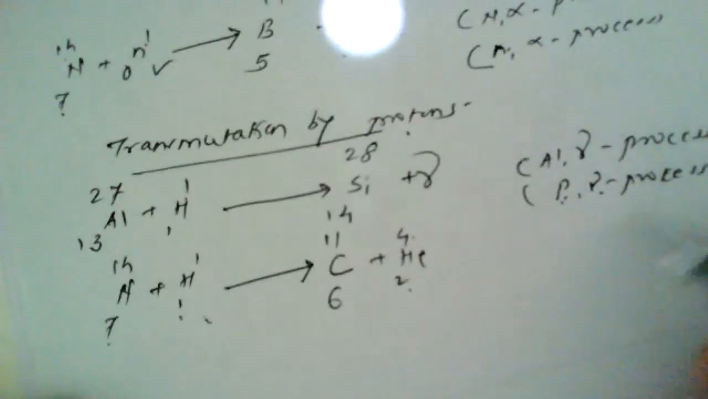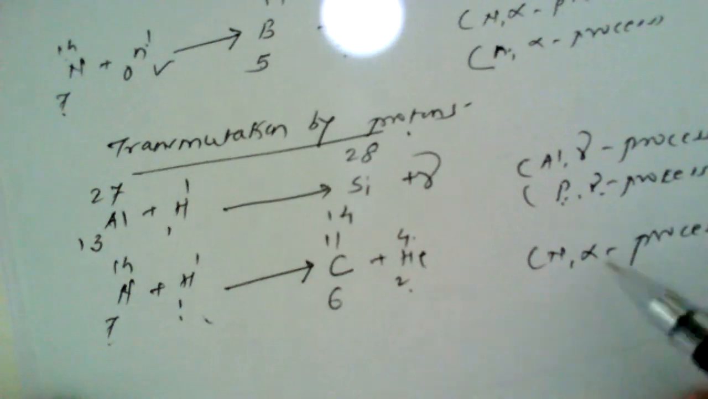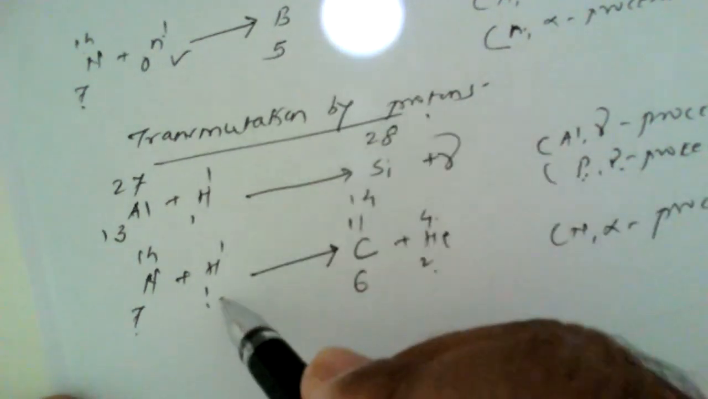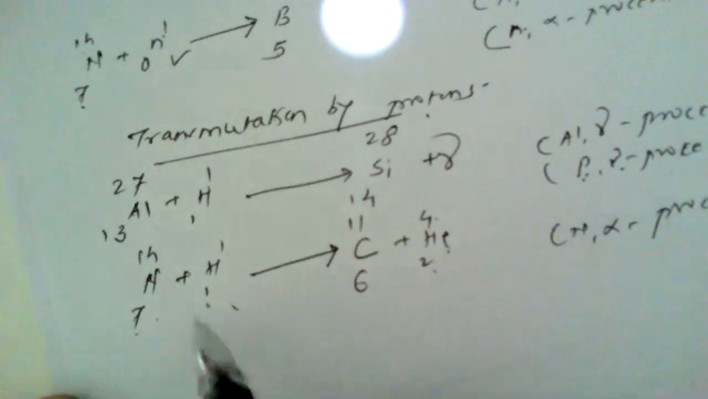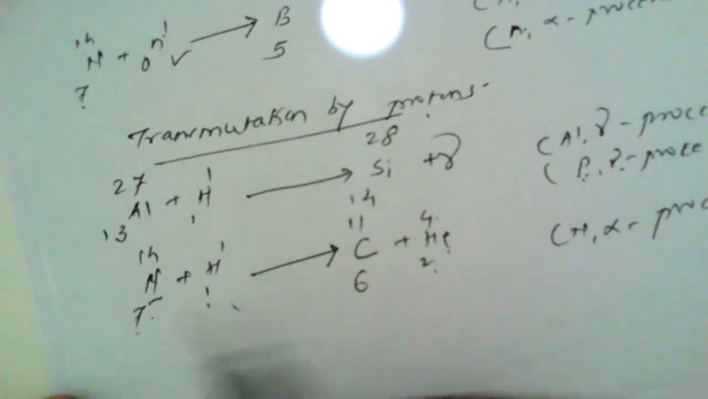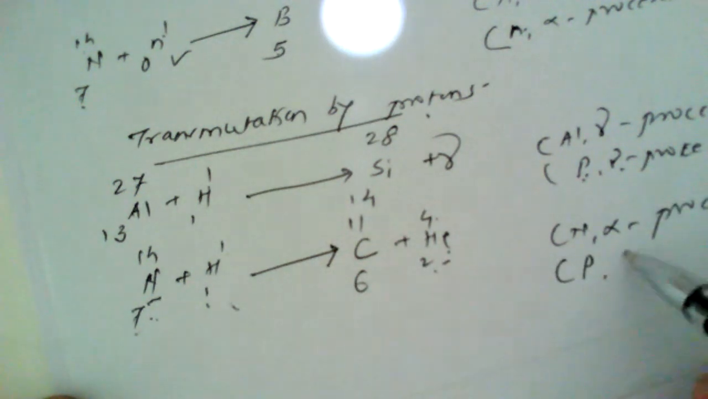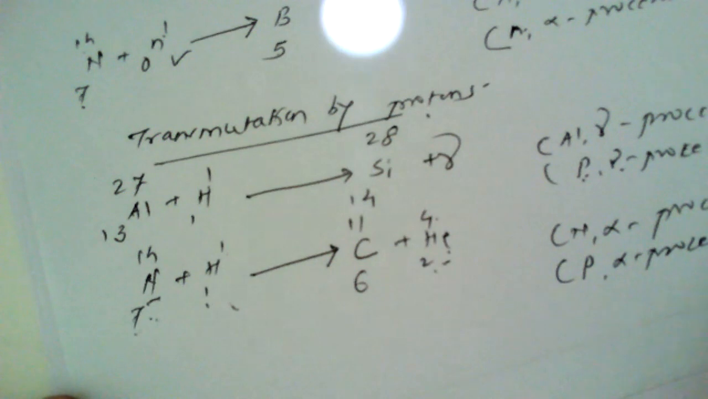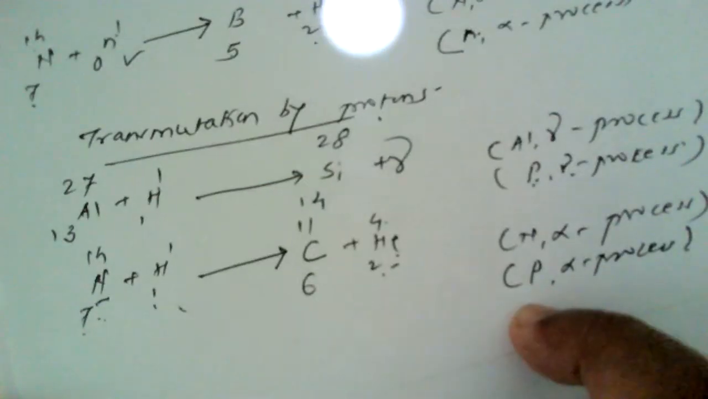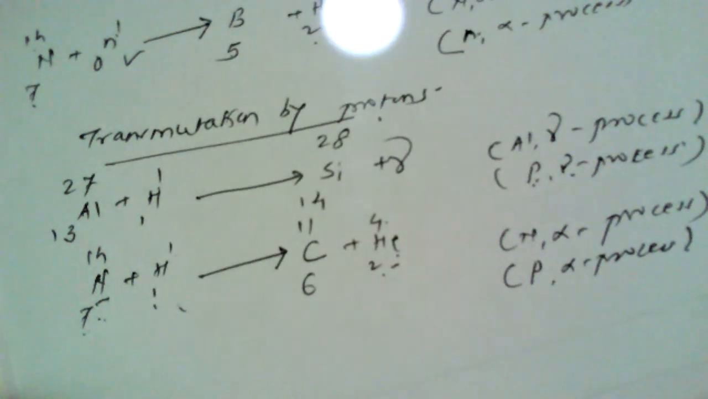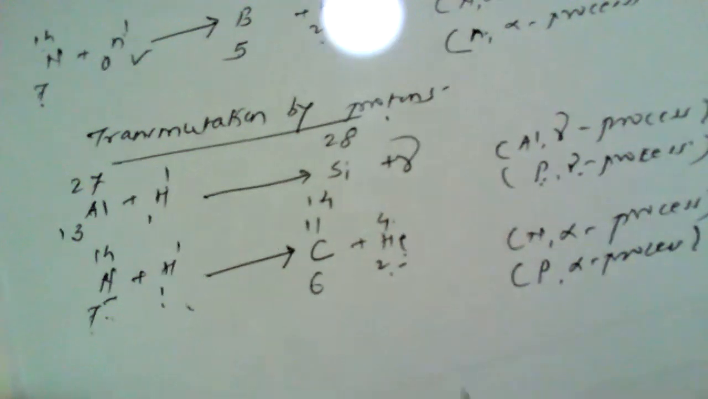So here we can write this process as nitrogen alpha process. Why is it a nitrogen alpha process? Because it is considered that the protons are the projectiles, nitrogen is the target and the alpha particles are ejected. So we have considered this target nucleus and the ejectiles, or we can write this as proton alpha process, both meaning the same. Protons as the projectiles and alpha particles as ejectiles. So this is about the transmutation by protons.